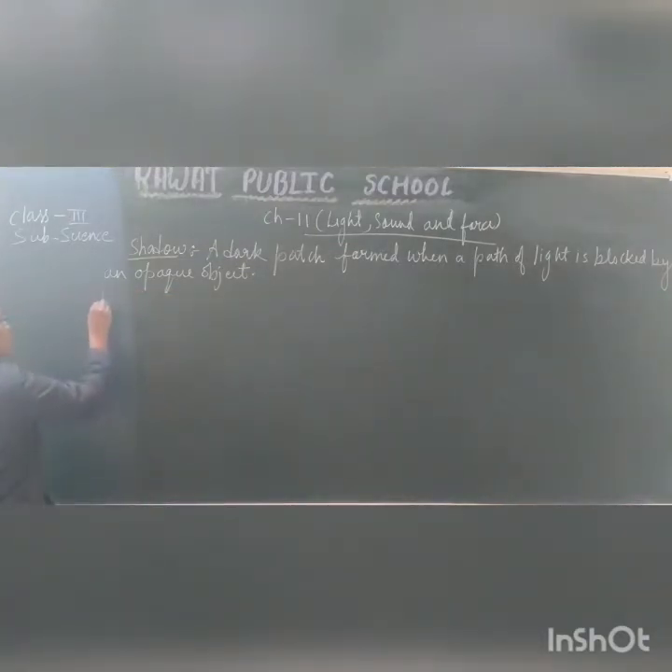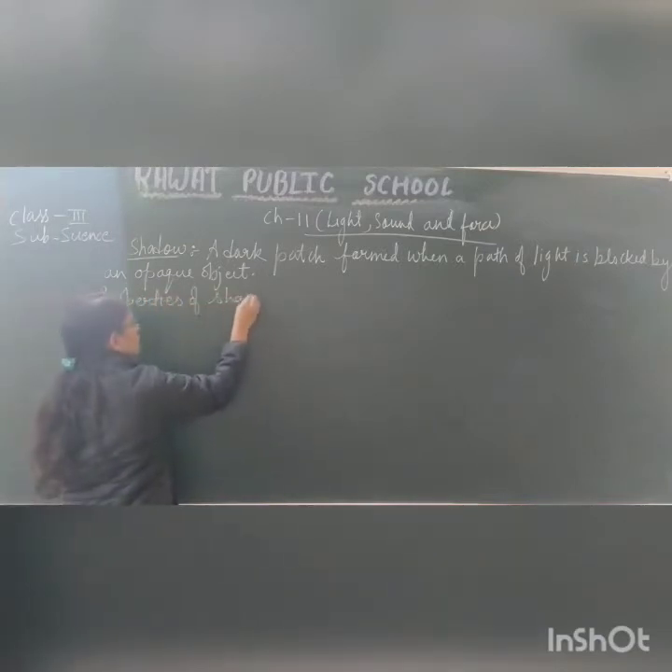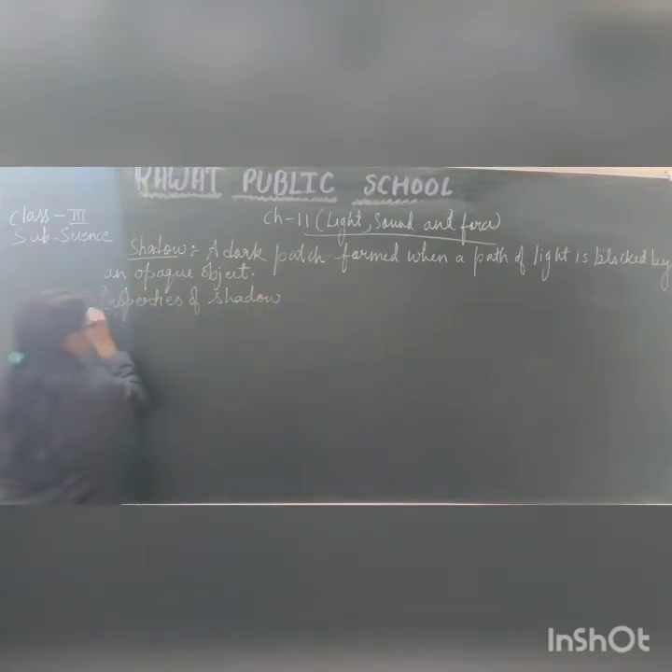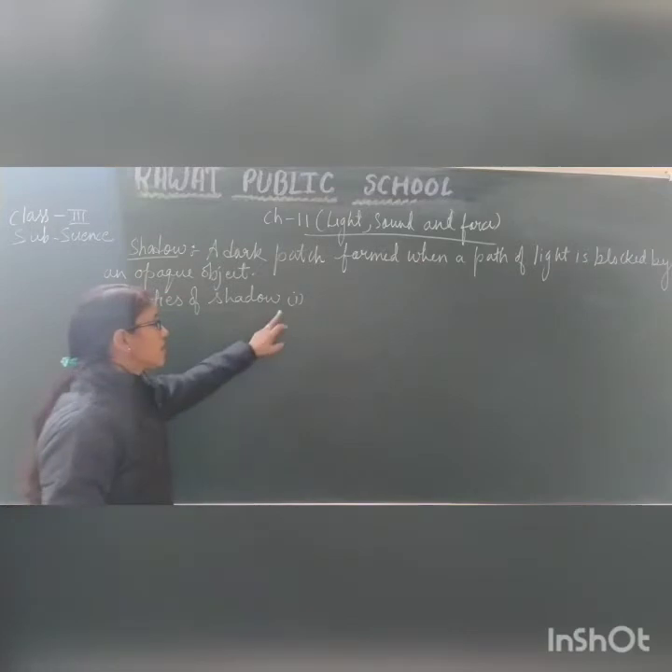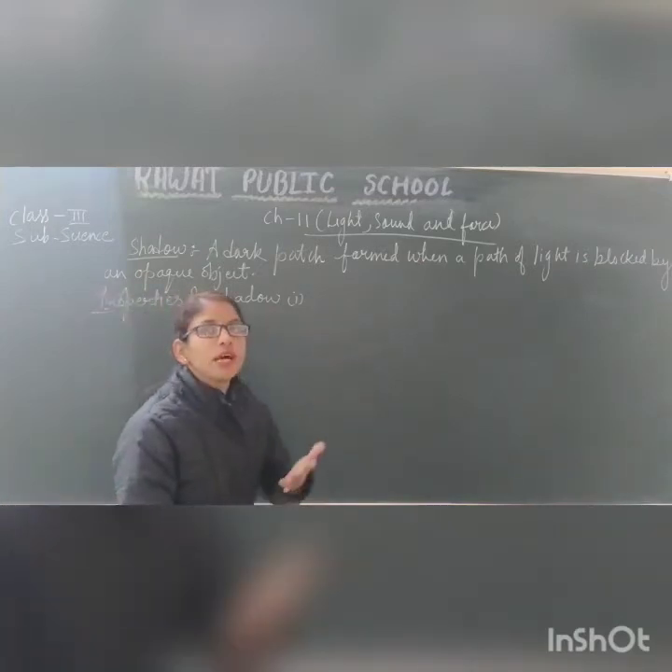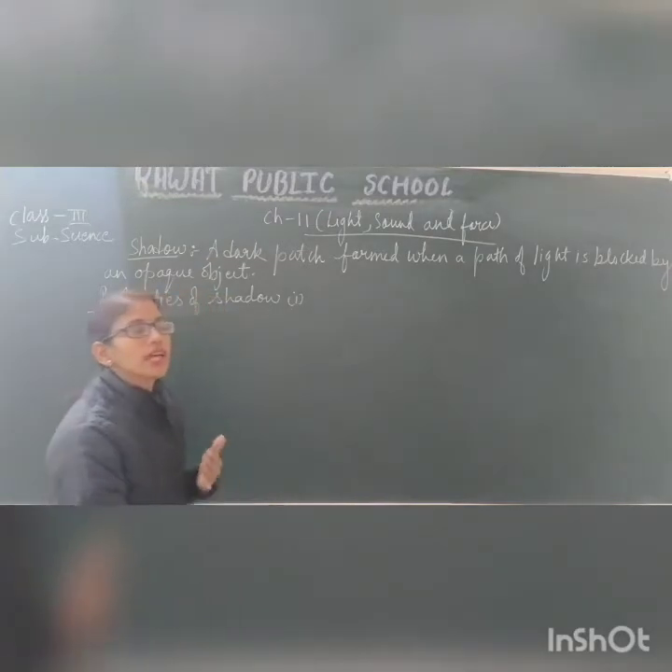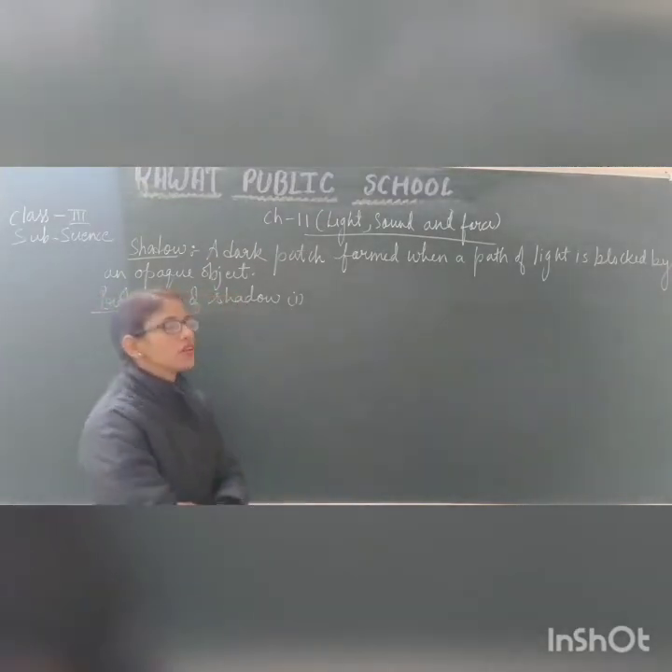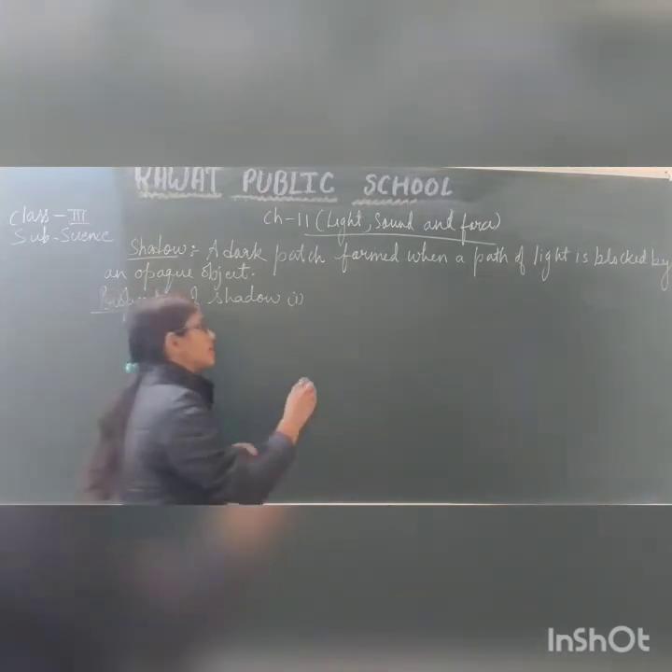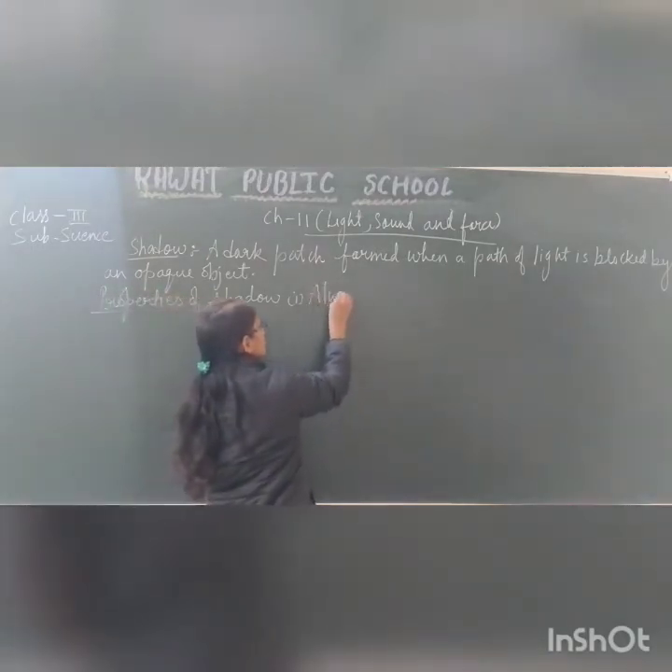So next is about the properties of shadow. What are the properties of shadow? First, the shadow will form on the opposite side of the source of light. The side from which the light is coming, it will always form on the opposite side of the source of light.